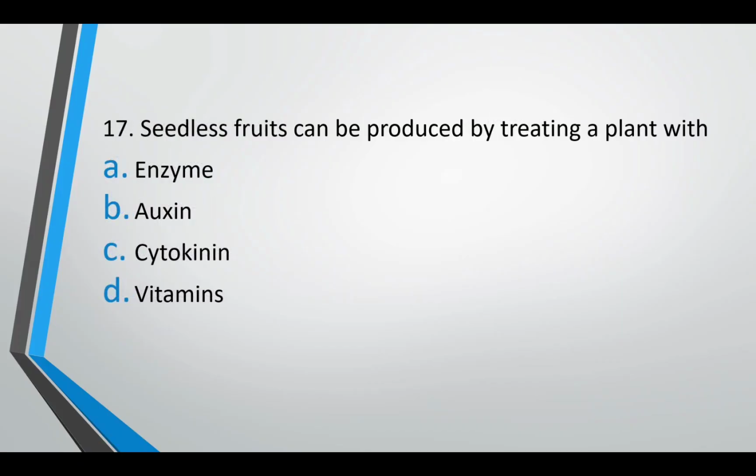Seedless fruit can be produced by treating a plant with enzymes, auxins, cytokinin, vitamin. Correct answer is option B, auxins.